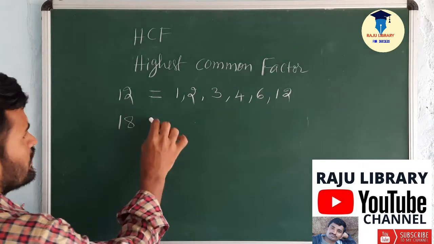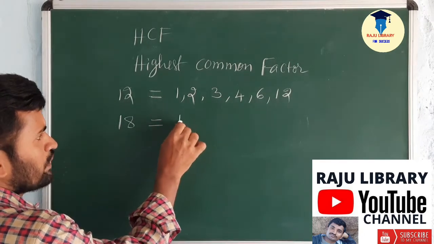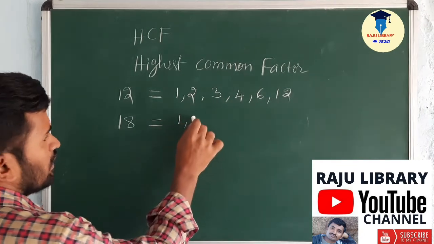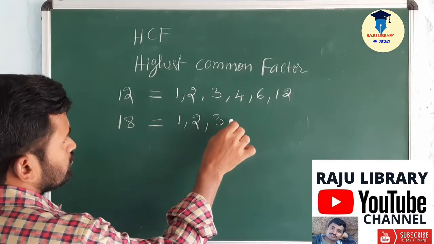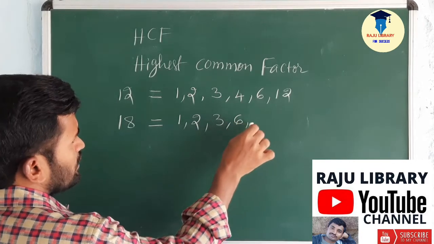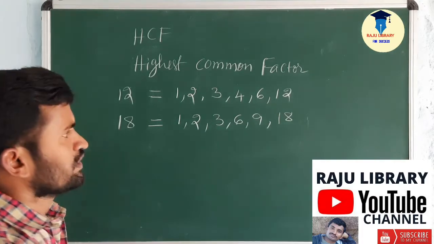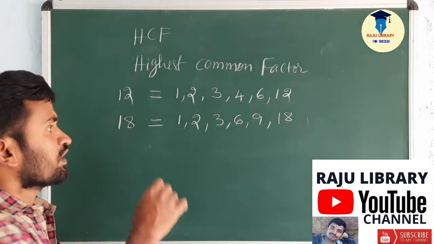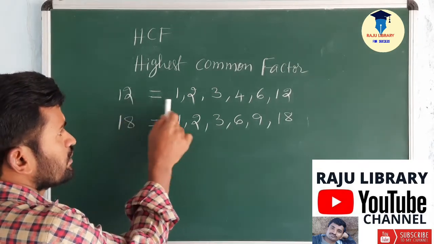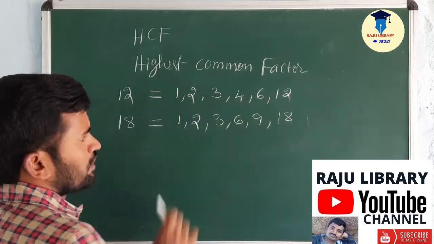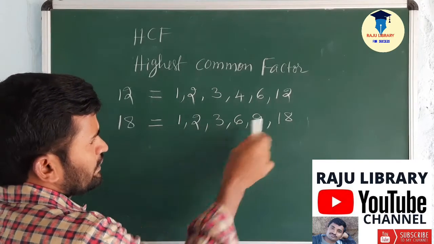Like that we have to write the factors of 18 also. What are the factors of 18? 1 is a factor of every number, 2 times 9 is 18, 3 times 6 is 18, 6 times 3 is 18, 9 times 2 is 18, 18 times 1 is 18. So these are the factors of 18. The factors of 12 are 1, 2, 3, 4, 6, 12. The factors of 18 are 1, 2, 3, 6, 9, 18.